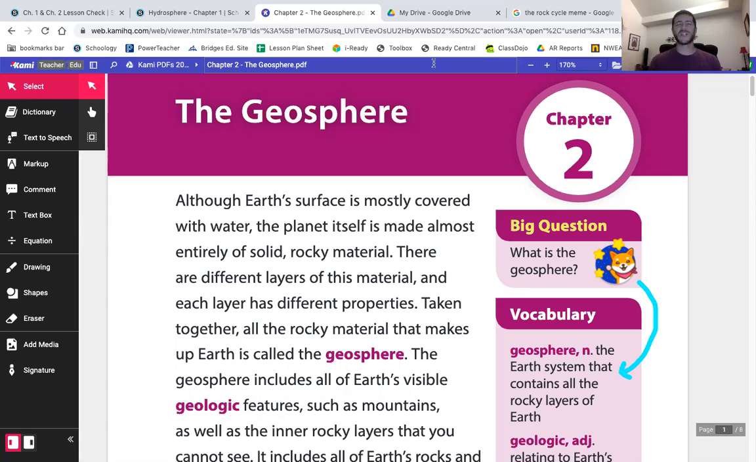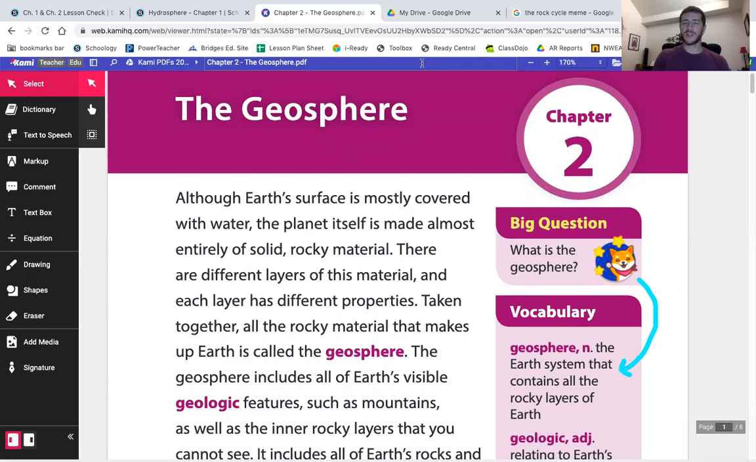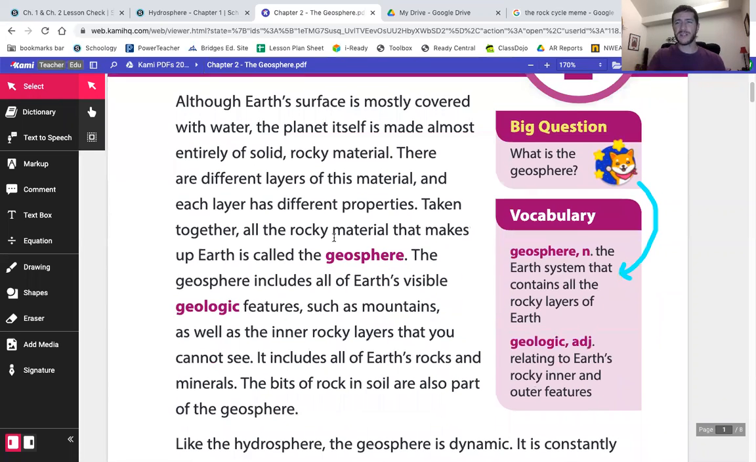So we are on chapter two for the geosphere, going with our Earth materials for this unit. Last chapter was on the hydrosphere. Hydro meant water. We have the next one with geosphere. So we know our big question right down here is, what is the geosphere? I'm so glad you asked.